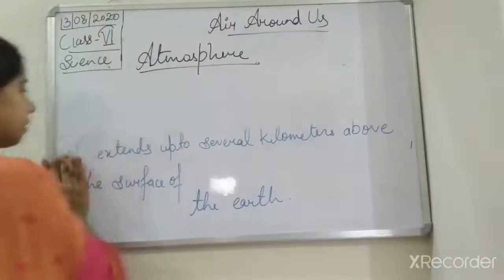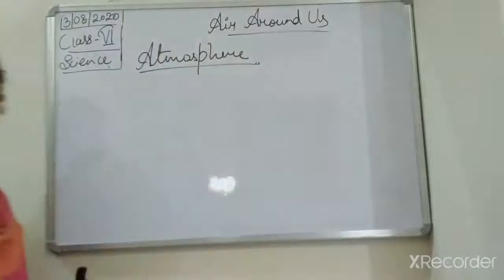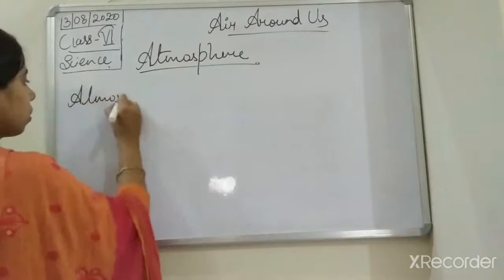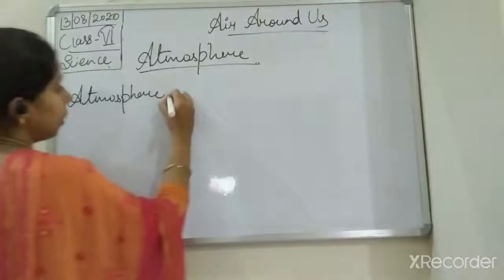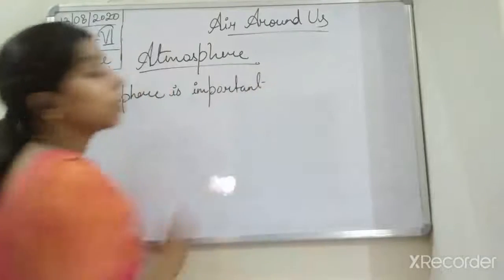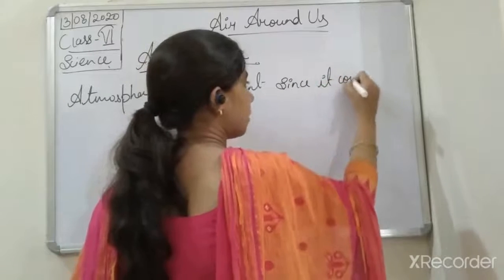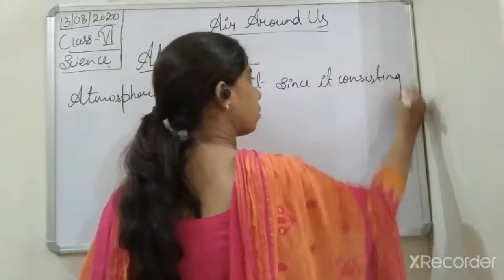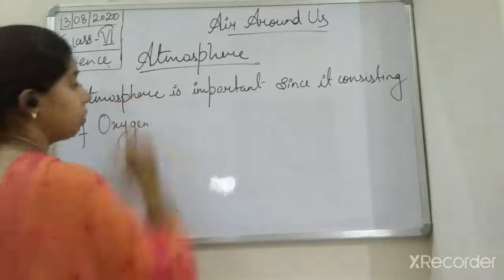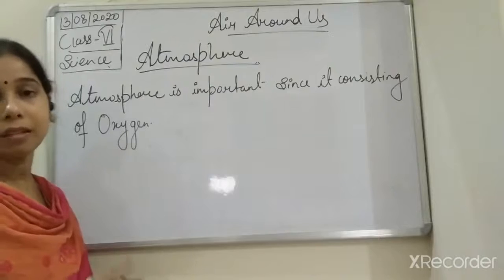So we can write it: atmosphere is important since it consists of oxygen. Since it consists of oxygen, we can say that it is very essential for us.